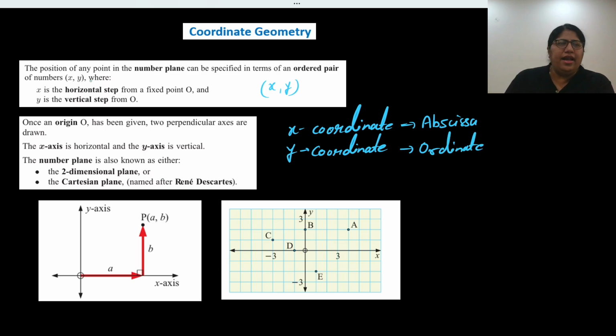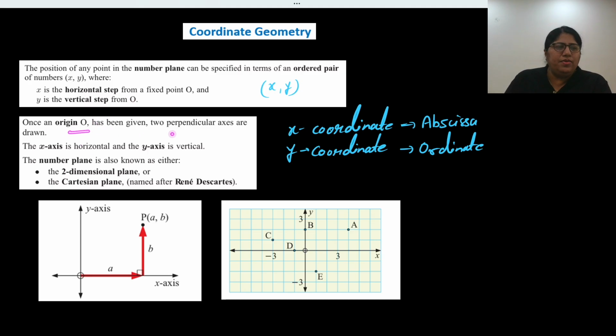Now, you know that whenever you are taking the Cartesian plane, the x-axis is a horizontal line and the y-axis is a vertical line. So any x coordinate represents the horizontal movement, horizontal steps from a fixed point O, which is the origin, and y is the vertical step, that means movement in the y direction, up or down from the origin.